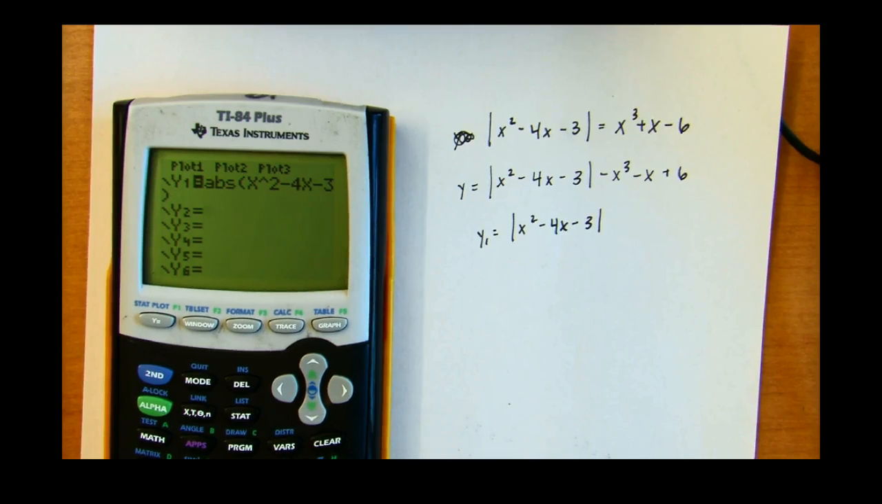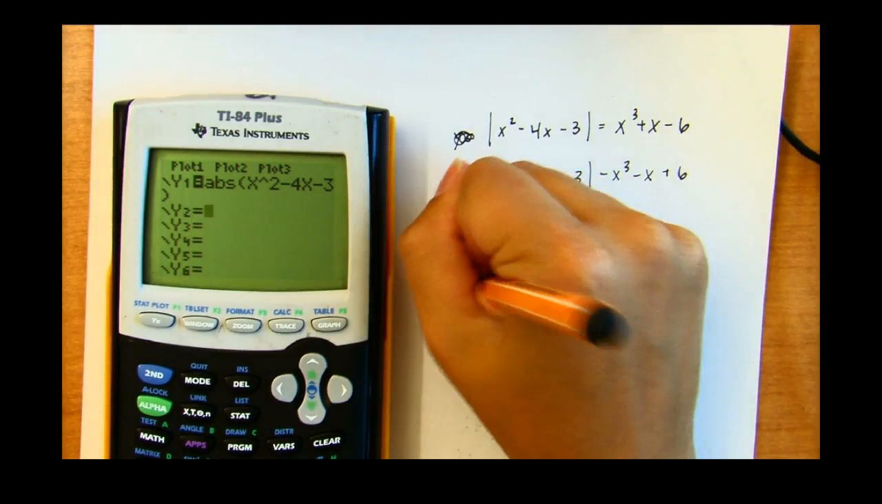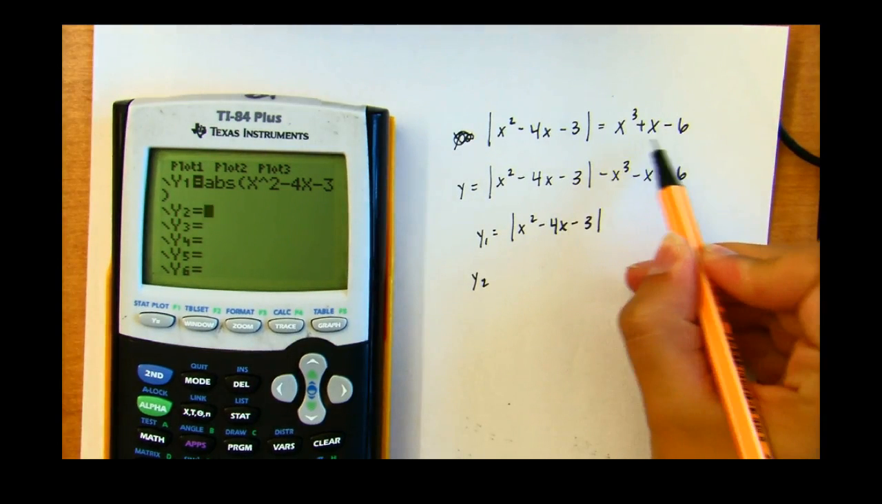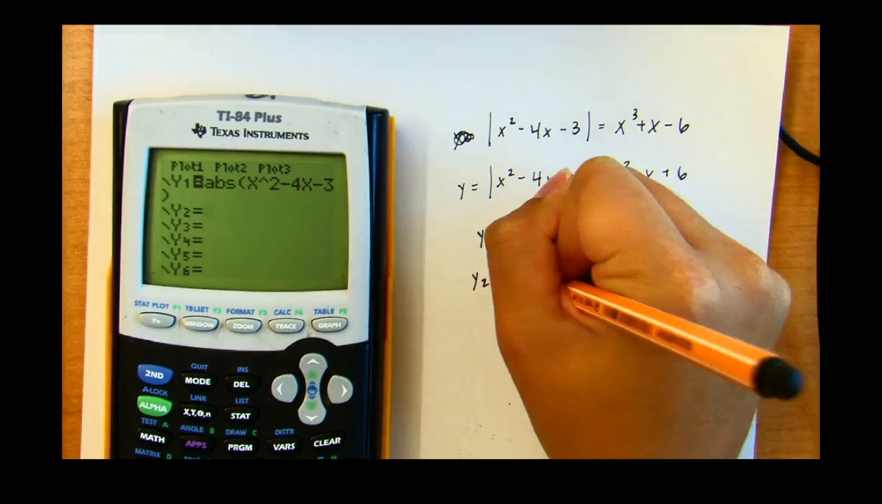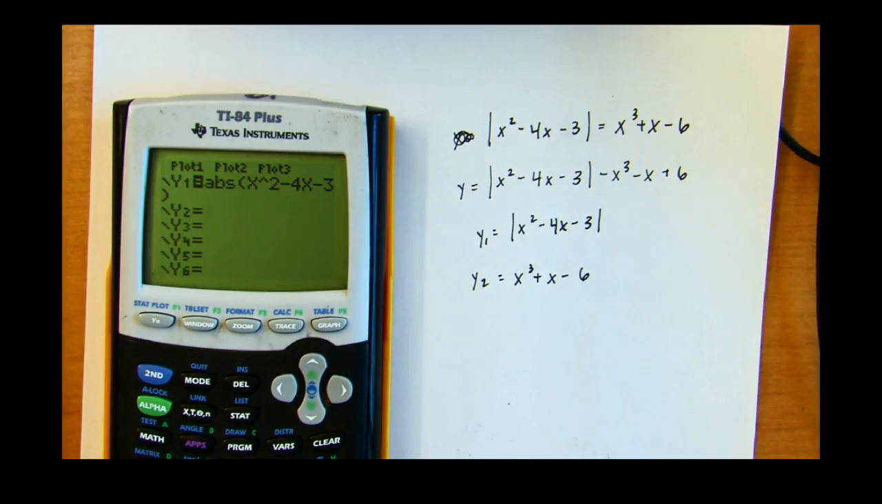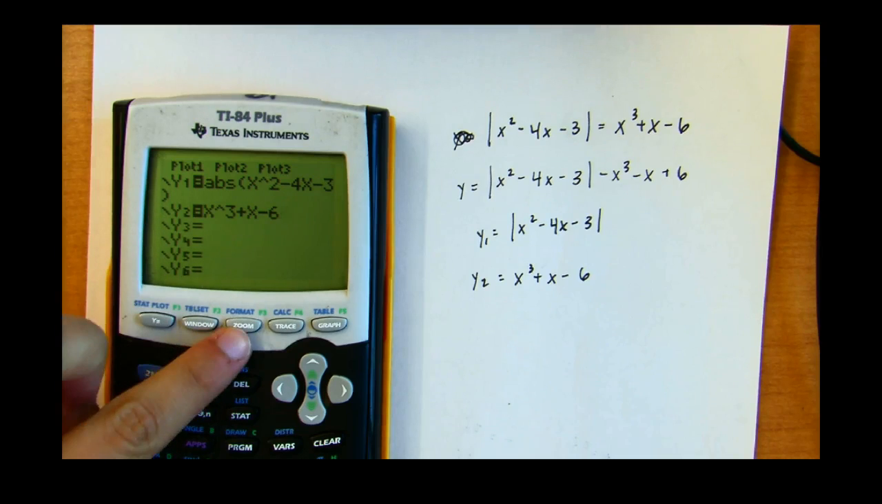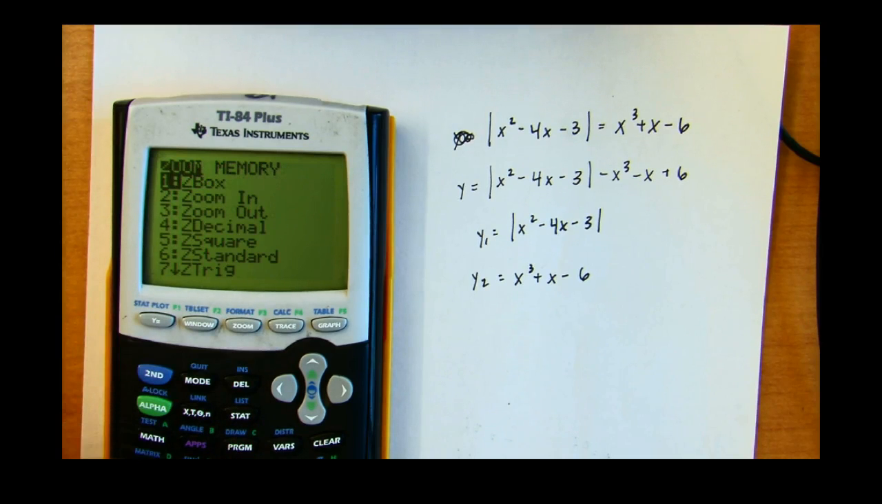Then I'm going to go down to y2. I'm going to set y2 equal to the second half of my equation. So x to the power of 3 plus x minus 6. And I'm going to change my window back to the standard viewing window, so go through zoom. Zoom standard is number 6, so I'm going to press 6.